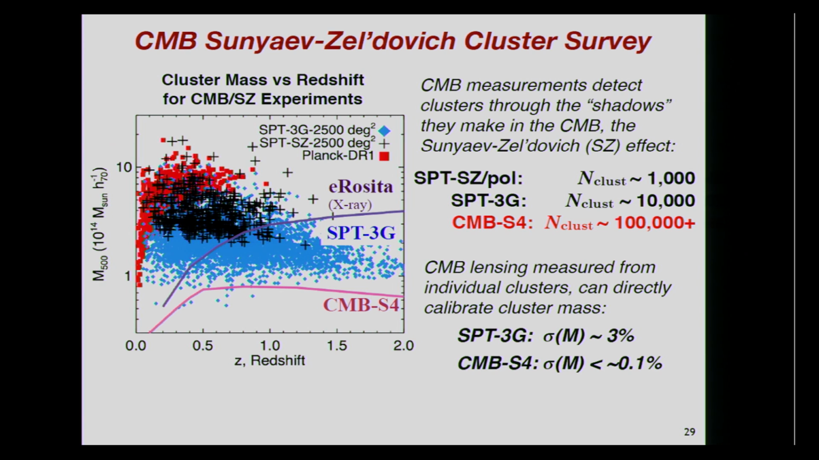And with the sensitivity that we're achieving, you should be able to directly detect the lensing of the CMB from the individual clusters themselves, which is a very powerful tool to calibrate the cluster masses. And for SPT-3G, we should get down to a level where you can constrain the cluster masses at the 3% level. And with CMB-S4, you're doing really well. You're going to have many handles from both the polarization and temperature where you can get down to sort of a 0.1% mass constraint level.